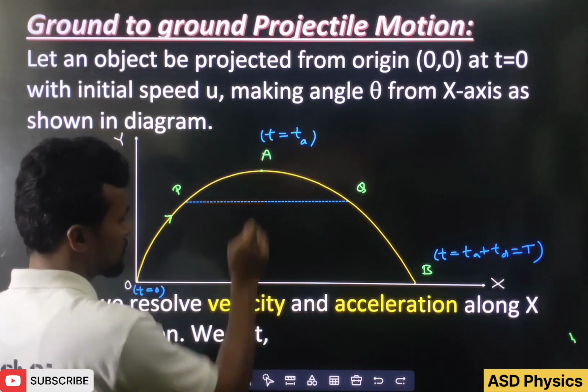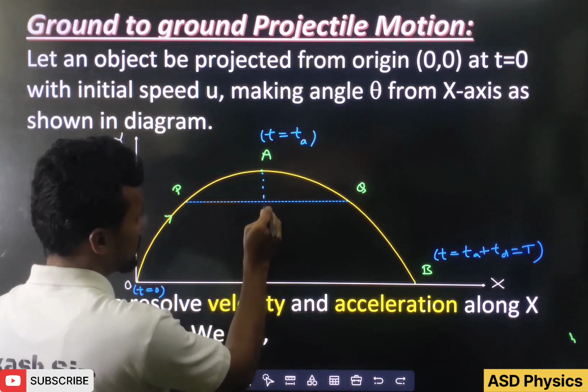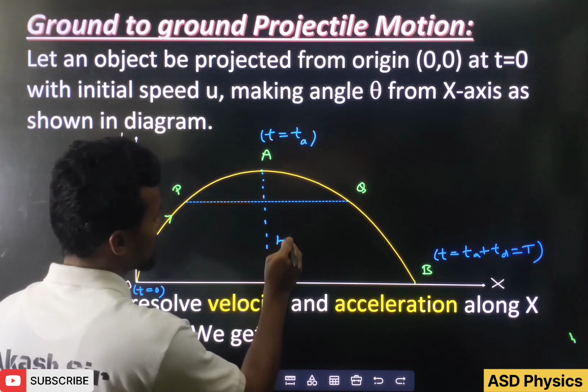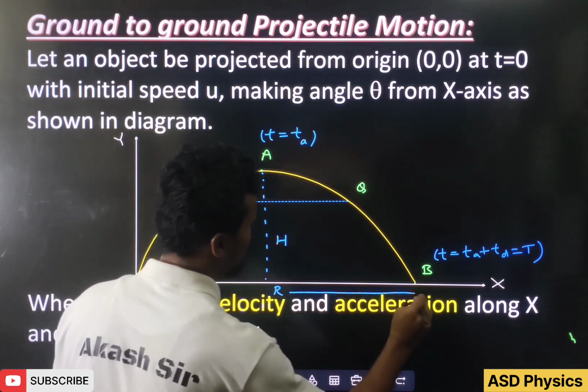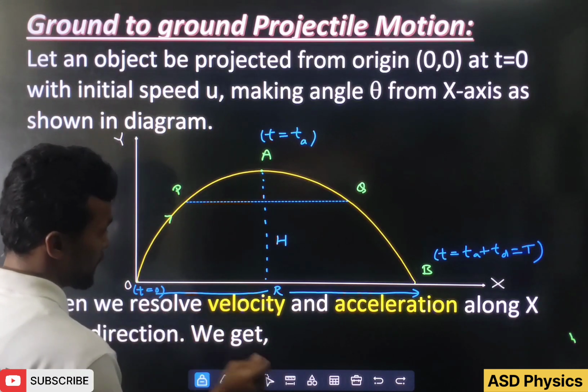What will be this here? This will be the maximum height here. This one I am writing here now. This will be the maximum height, and this will be called here the horizontal range.